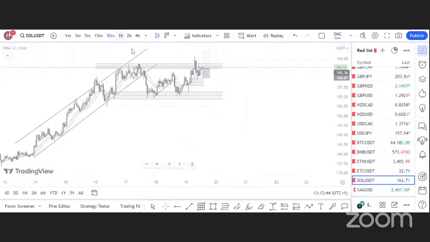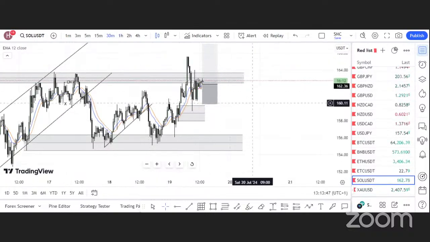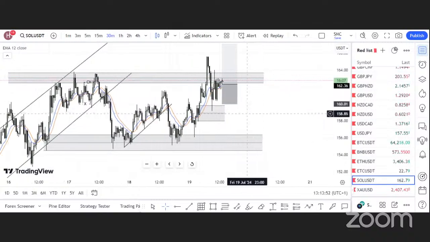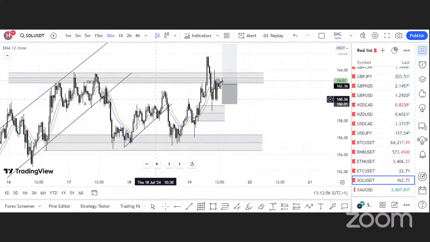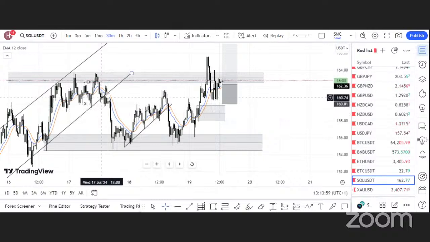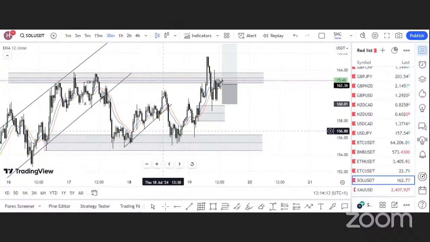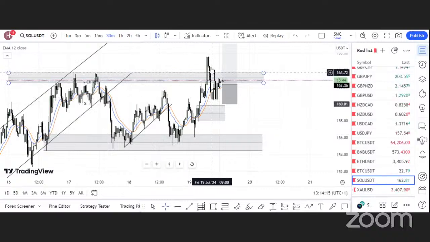All right, so this is the analysis for Solana USDT, right? But yesterday, I had predicted that the market was going to buy. I think I made the analysis somewhere around here, all right? And then my stop loss was somewhere around this level. So the market took me out, came down to this zone before actually buying, okay, before all this movement.